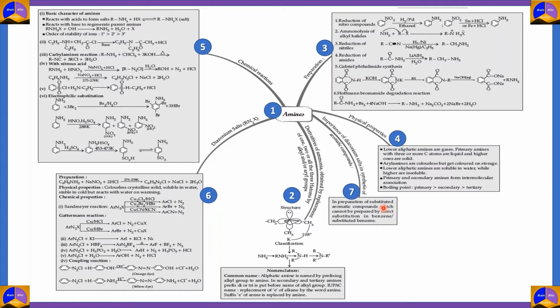in some detail. Now, as you can see, there are 7 stages of our video, and we'll be dealing with 7 important aspects of this chapter. Let's begin with the first part.